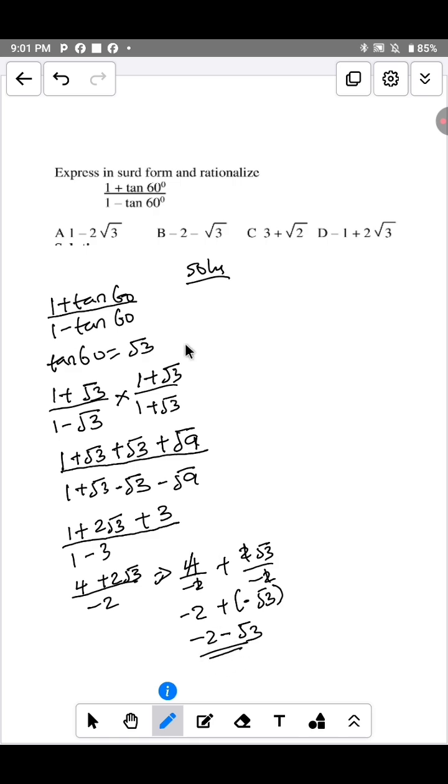So if you look at the options we have here, you can see the answer is option B. So this is the answer to this question, and that is the step by step to solve this mathematics question.